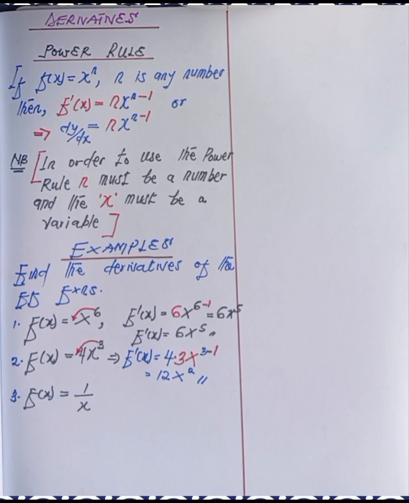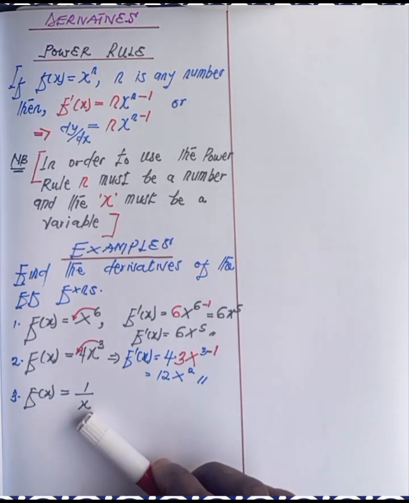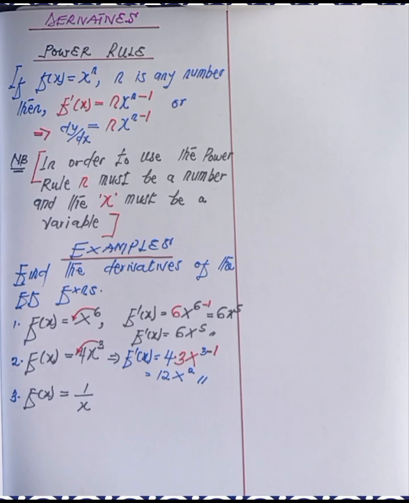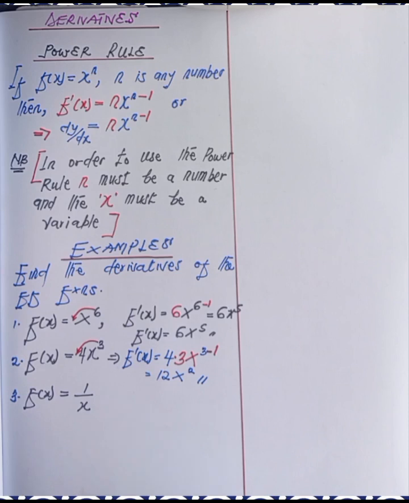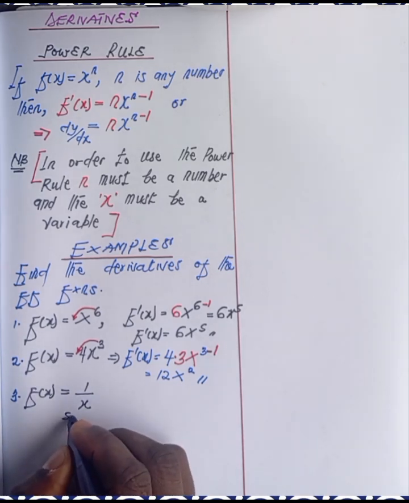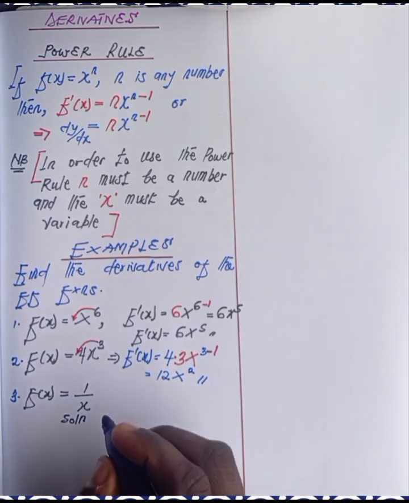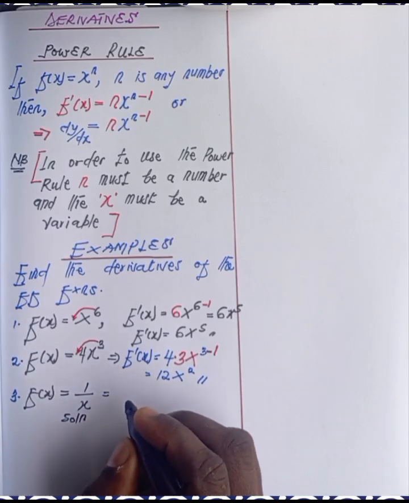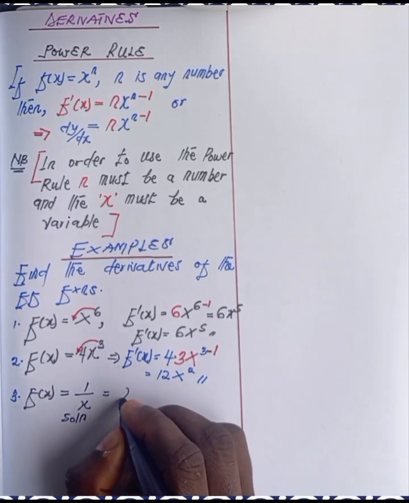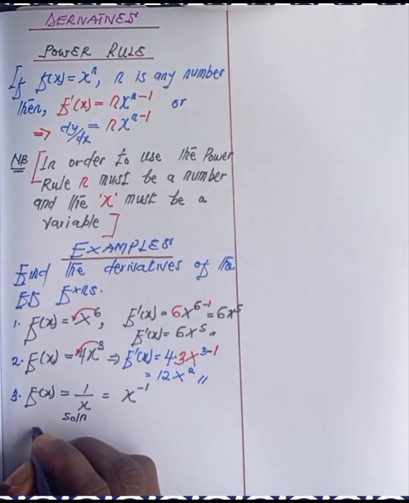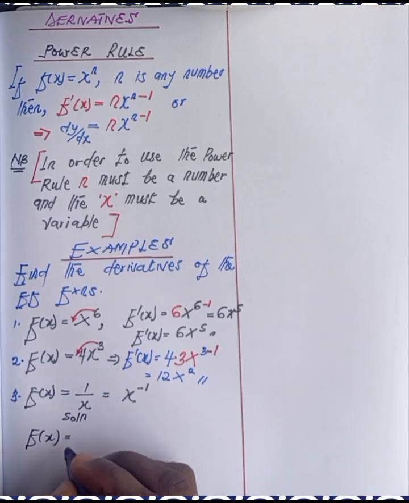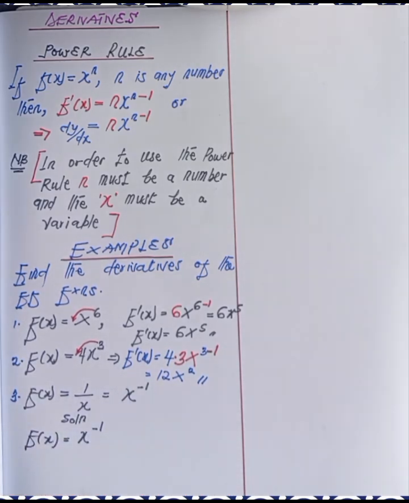Now the third example, we have the function 1 over x. Before we can solve this, we have to convert this fraction into an exponential form, or index form. We know that 1 over x can be written in index form as x exponent negative 1. So now our function becomes f of x is equal to x exponent negative 1.